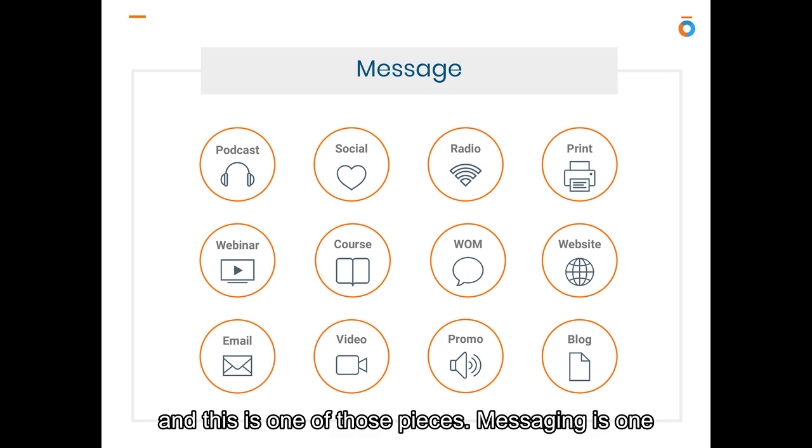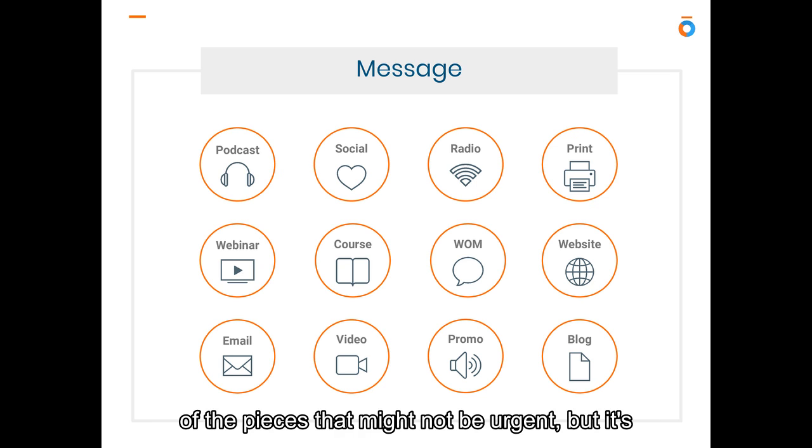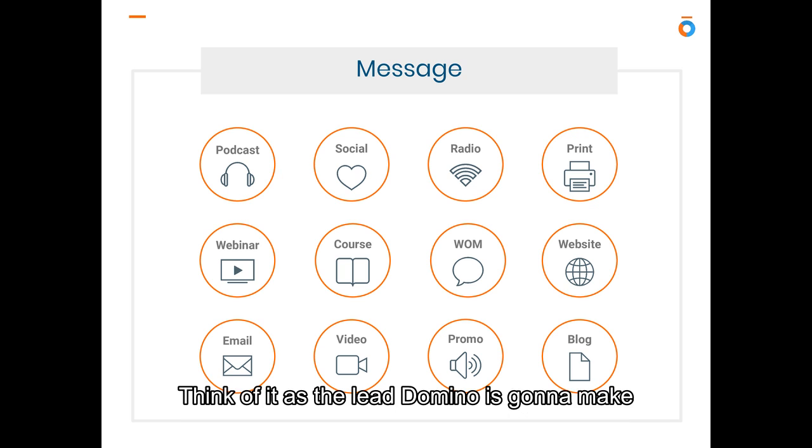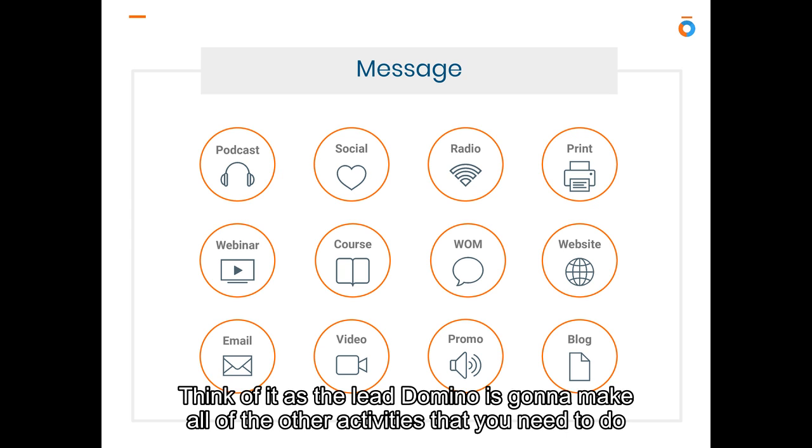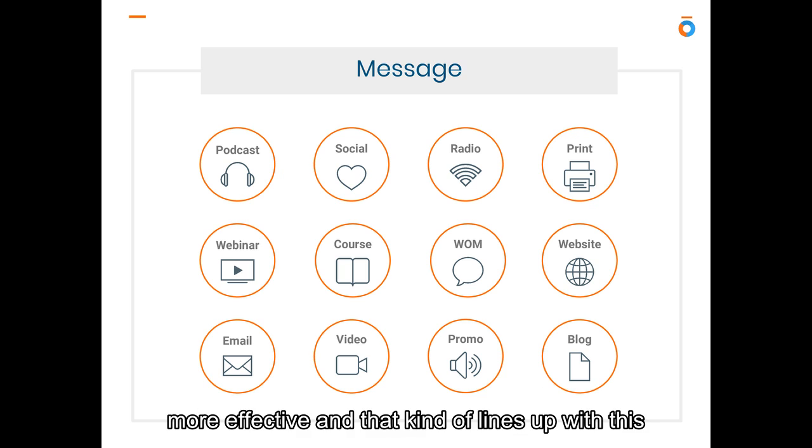And this is one of those pieces, messaging is one of those pieces that might not be urgent, but it's very, very important. I like to think of it as the lead domino that is going to make all of the other activities that you need to do more effective. And that kind of lines up with this slide right here.